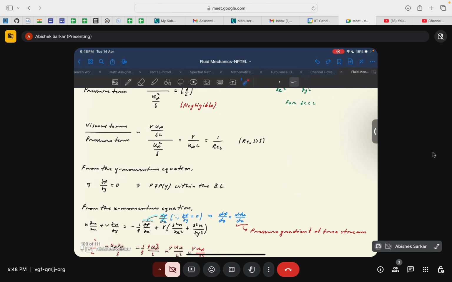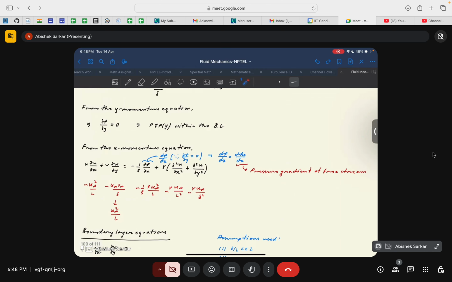Okay, so this is the conclusion that we get: that the pressure does not vary along the y direction within the boundary layer. Okay, so it only varies along the boundary layer.